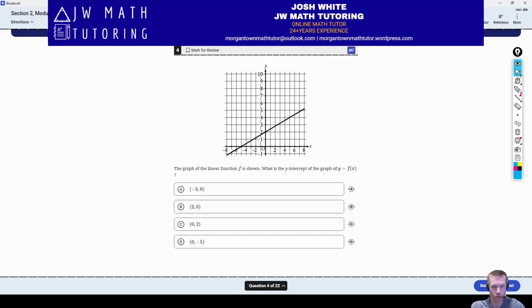Next up, question number 4. Here you have the graph of a line. What is the y-intercept as a coordinate point? It is right here, (0, 2). So the correct answer for this one is just letter C.